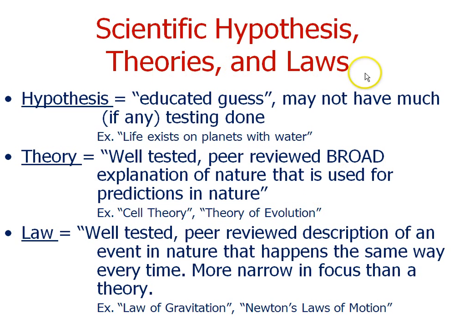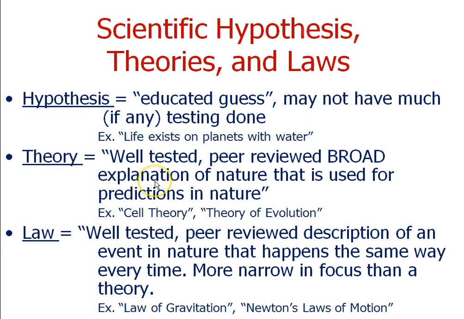Scientific hypotheses, theories, and laws. A hypothesis is kind of an educated guess, may not have any or much testing done. For example, life exists on planets with water. That's a hypothesis. We'd have to test that by actually going to those planets and finding out if life exists there. Theory: well-tested, peer-reviewed, broad explanation of nature that is used to predict events in nature.